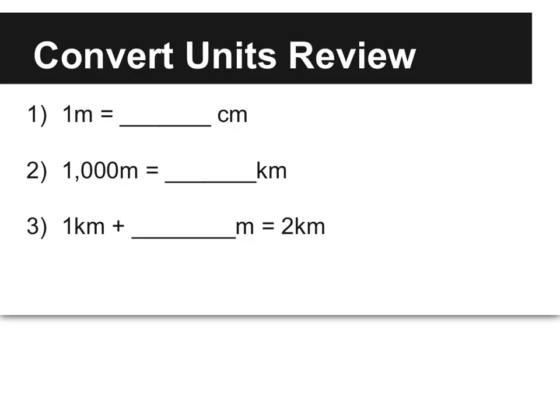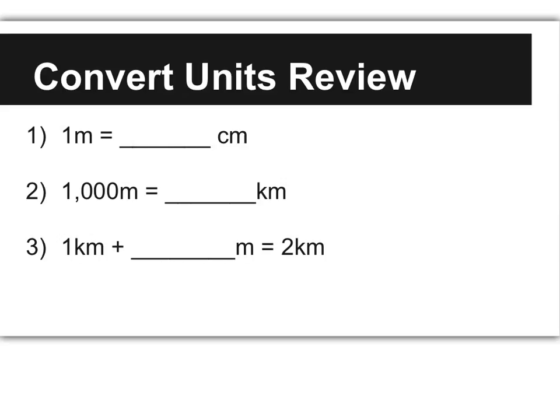Okay, let's check your work. Number 1, 1 meter equals 100 centimeters. Number 2, 1,000 meters equals 1 kilometer. Number 3, 1 kilometer plus 1,000 meters equals 2 kilometers. For this one, you had to make sure that you paid attention to this unit. I didn't want 1 kilometer plus 1 kilometer. I wanted to know 1 kilometer plus how many meters. 1,000 meters is the same as 1 kilometer. So 1 kilometer plus 1,000 meters equals 2 kilometers.